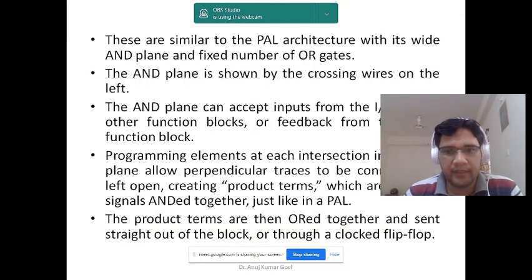Programming elements at each intersection in the AND plane allow perpendicular traces to be connected or left open, creating product terms, which are multiple signals ANDed together, just like in a PAL. So first of all, by the AND we perform the product of input terms. The product terms are then ORed together and sent straight out of the block. So after the AND plane, the inputs are connected to the OR plane, which is used to perform the product of sums, or through a clocked flip flop.